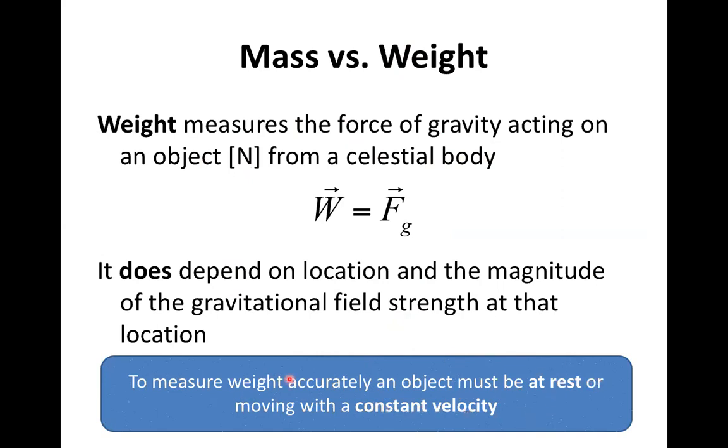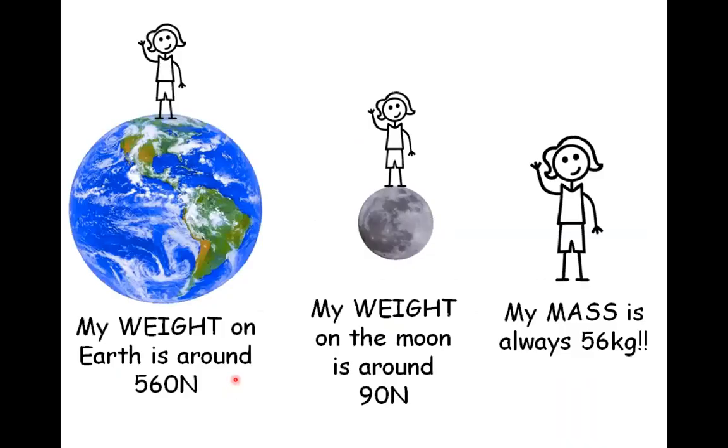So if there is ever a question where we're going to measure weight, but the object is accelerating, then it's an apparent weight. It's not the actual true weight. So your weight on Earth would be maybe 560 newtons. Your weight on the moon might be 90 newtons, but your mass is always 56 kilograms for this little character here. So mass does not change depending on location.